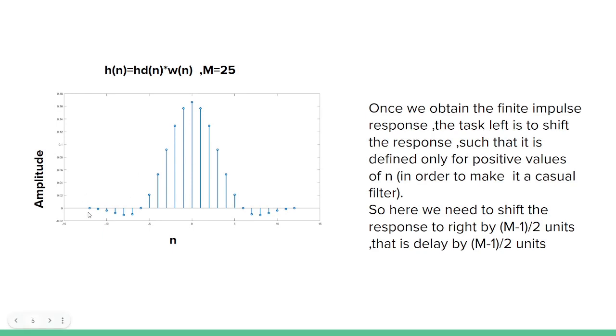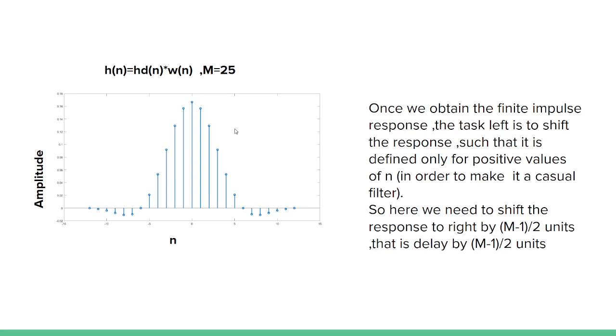We can see here that the number of samples is just finite instead of infinite length, particularly 25. But still this signal is non-causal in nature. In order to make it causal, what do we have to do? We need to shift this by (M minus 1) by 2 samples to the right. That is nothing but delaying the signal by (M minus 1) by 2 units. This time shifting in the time domain corresponds to phase shifting in the frequency domain. So now we have the final impulse response.